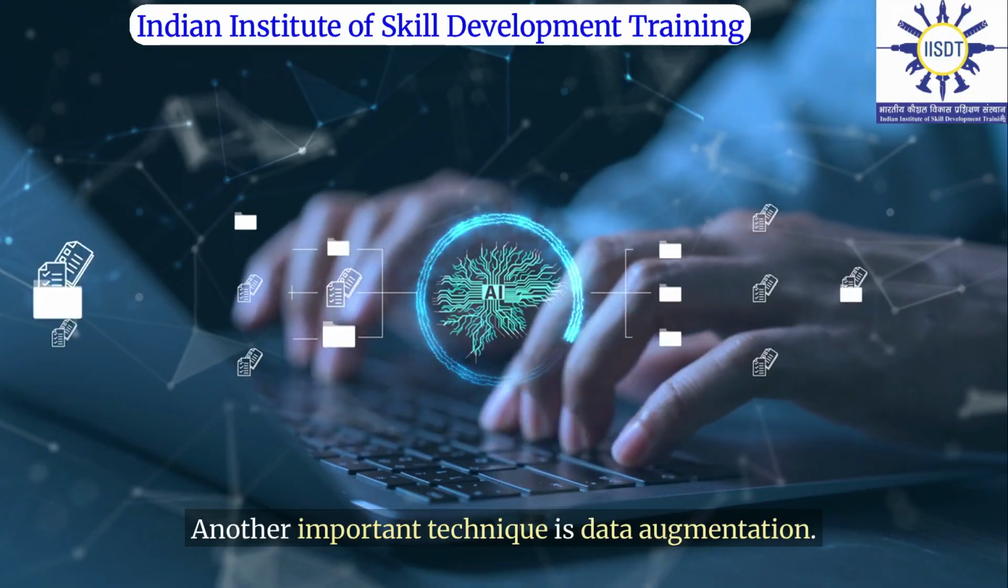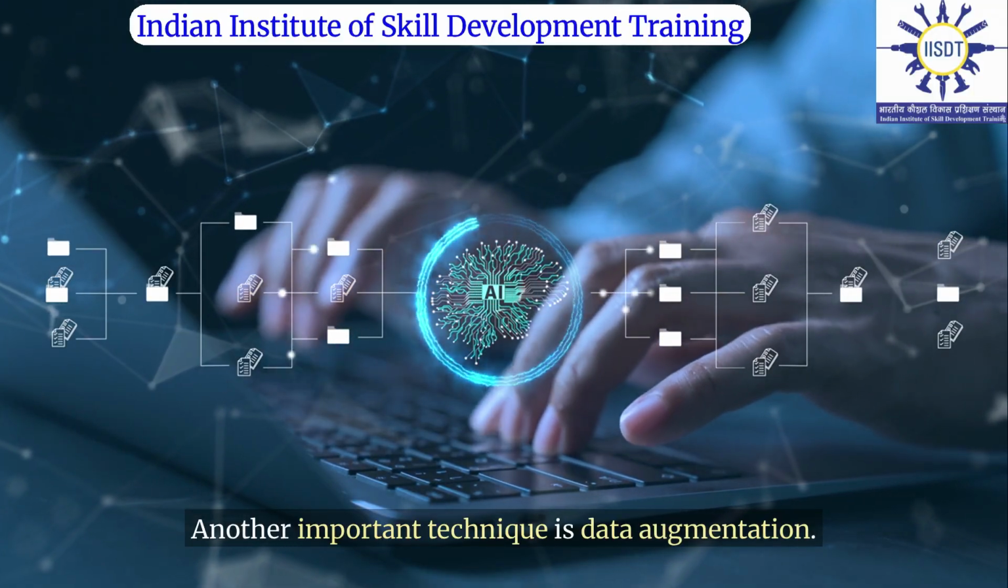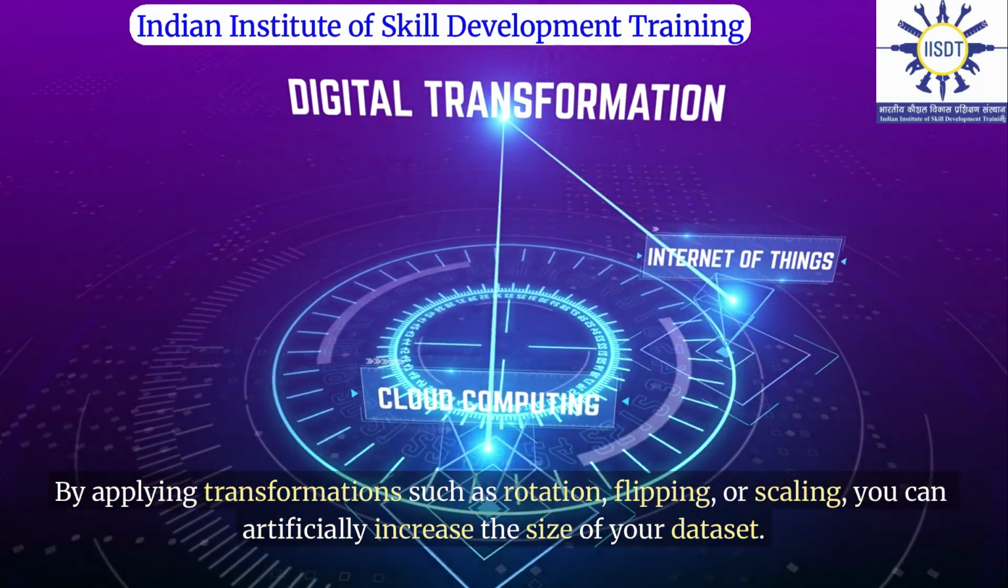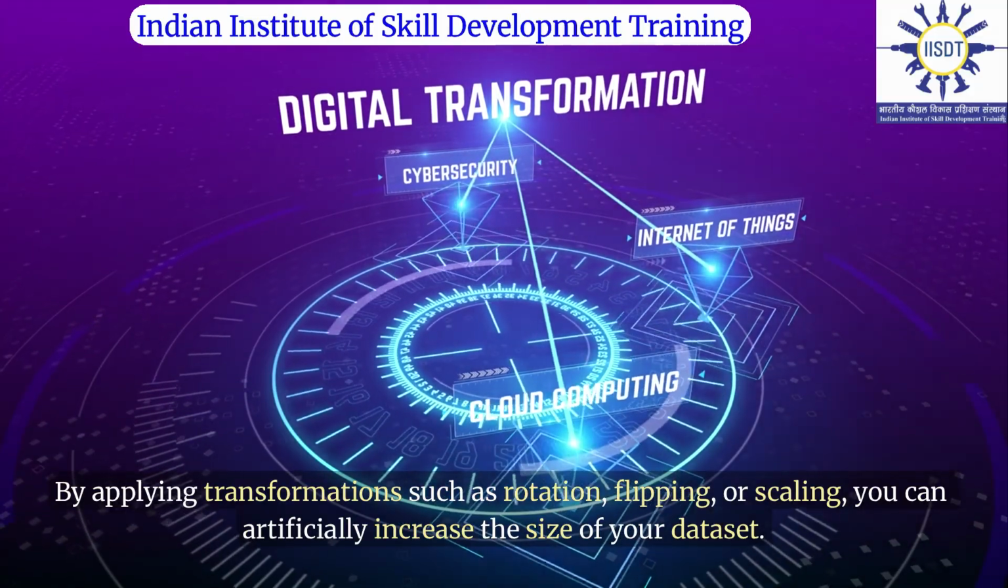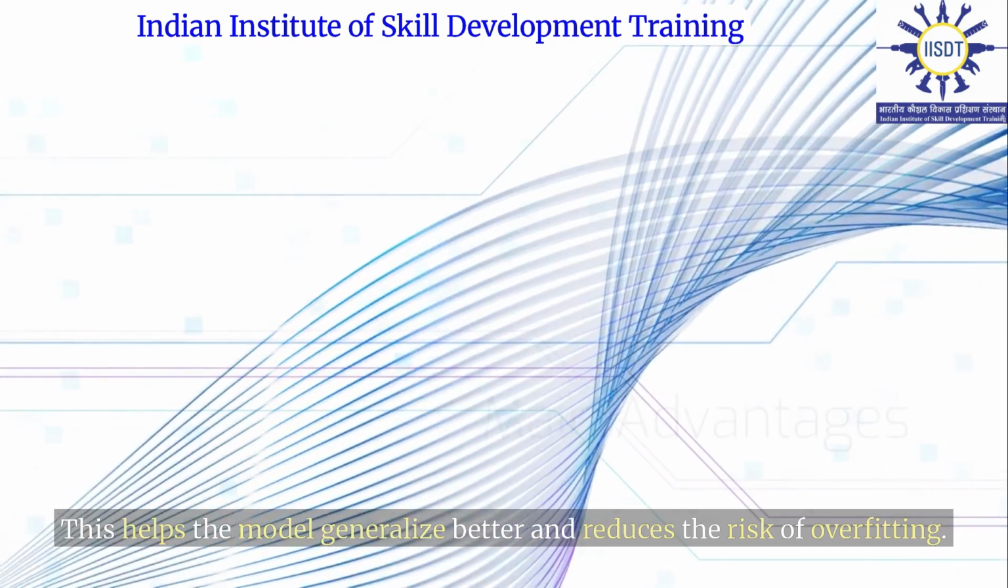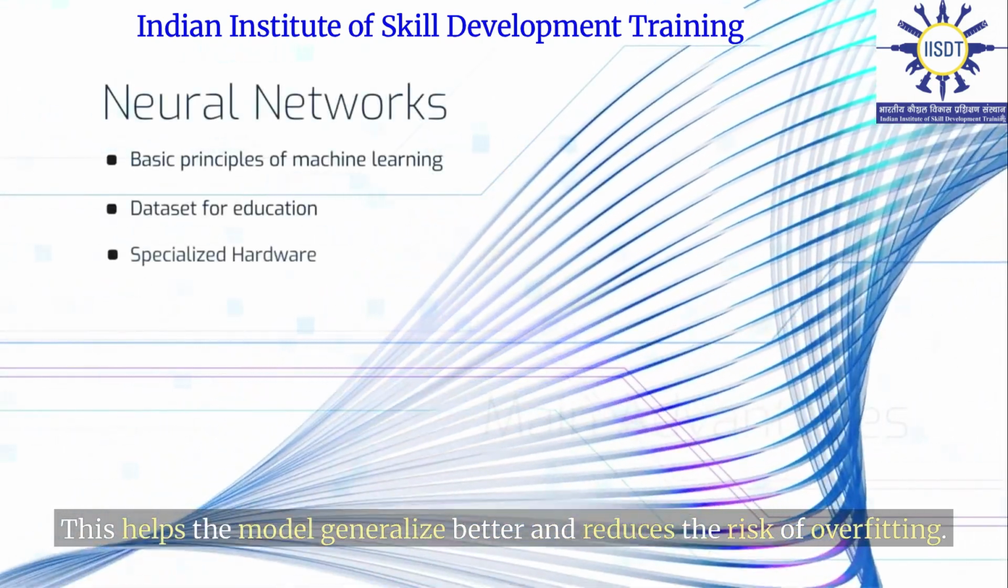Another important technique is data augmentation. By applying transformations such as rotation, flipping, or scaling, you can artificially increase the size of your dataset. This helps the model generalize better and reduces the risk of overfitting.